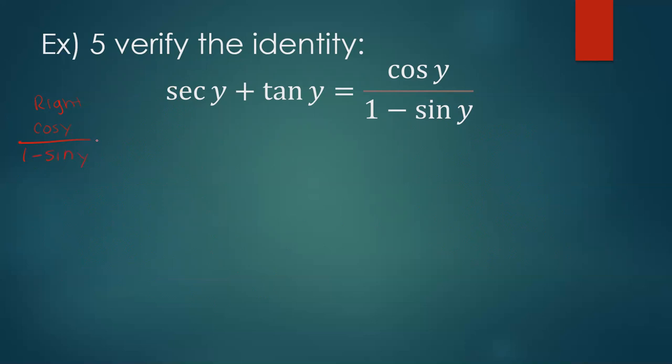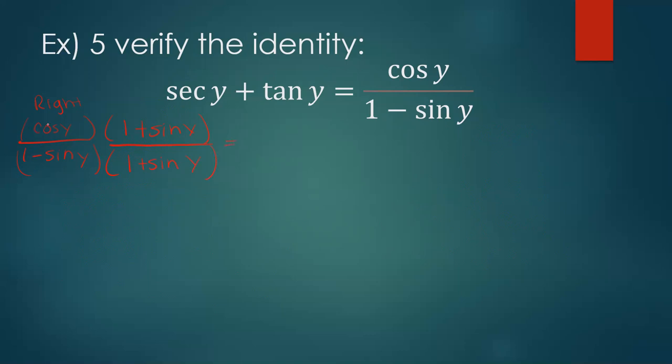So what I'm gonna do is multiply top and bottom by the conjugate. You might remember multiplying top and bottom by the conjugate from college algebra, when you wanted to somehow get rid of the radicals. That was one way to get rid of the radicals, by multiplying top and bottom by the conjugate of the denominator. So same idea. And then what's the conjugate of the denominator? It's gonna be 1 plus sine of y, right? And then over here, this is 1 plus sine of y.